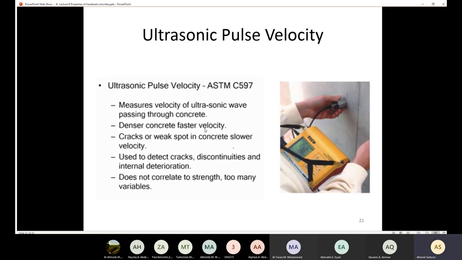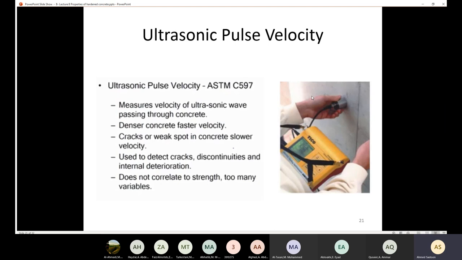Denser concrete, faster velocity. Cracks or weak spots in the concrete are going to slow the velocity. So if you have a weak point or a crack inside the concrete, those cracks are going to slow the velocity. If the velocity moves from the first point to the second point fast, that means your concrete is dense. If the velocity is slower, that means you have cracks or weak spots.